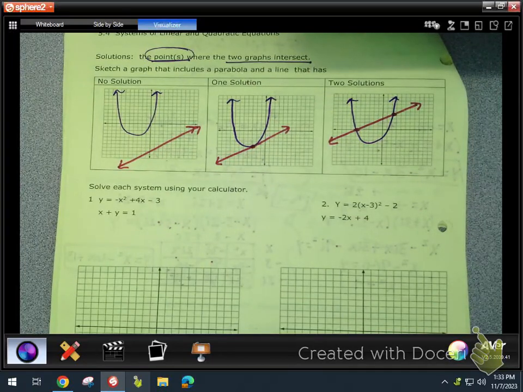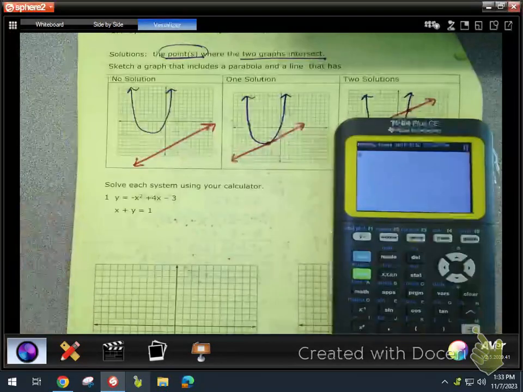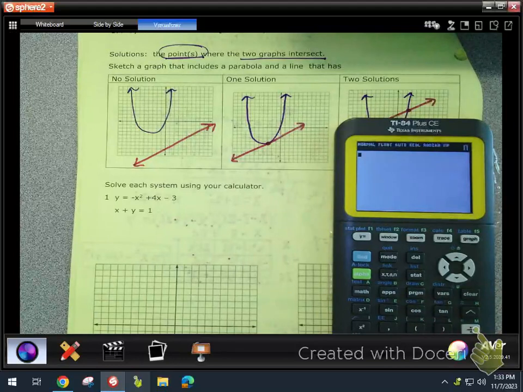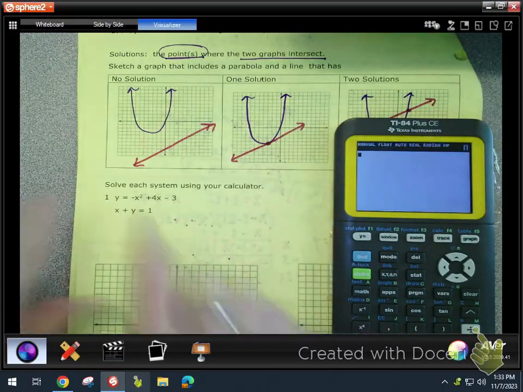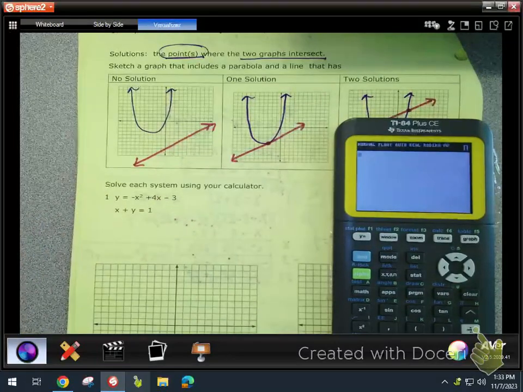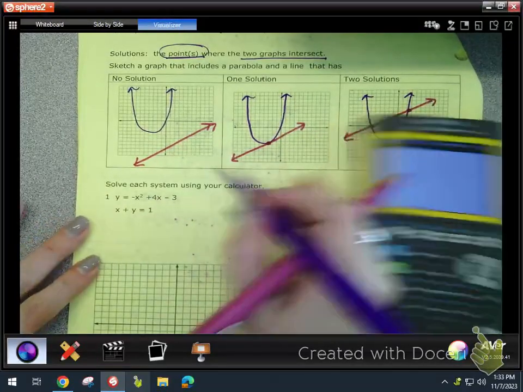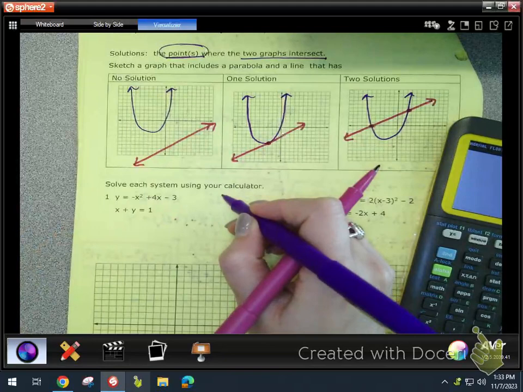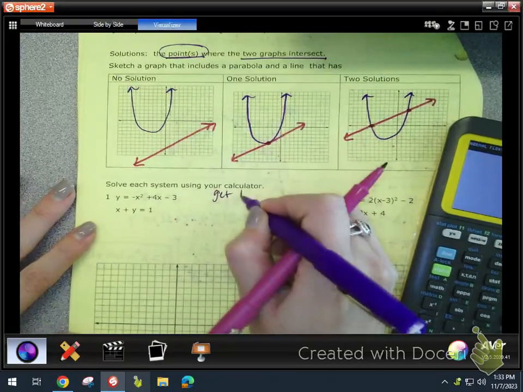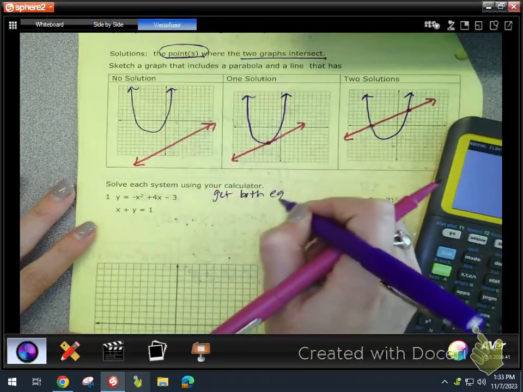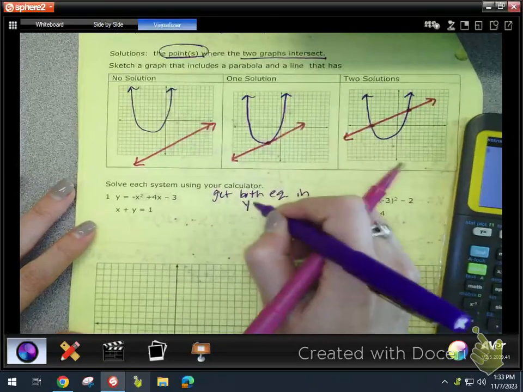And especially as we get to our next lesson, knowing how to find intersection points in the calculator is going to be big. And we just take away the calculator so much that sometimes I'm just not sure if everyone knows how to use it. So we'll just jump through these real quick and then we will get into the algebra here. So to solve with a calculator, you need to get both of your equations in y equals.